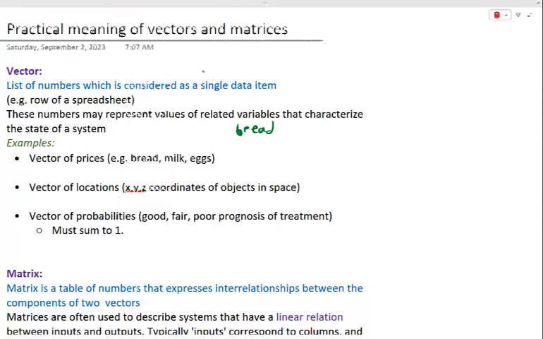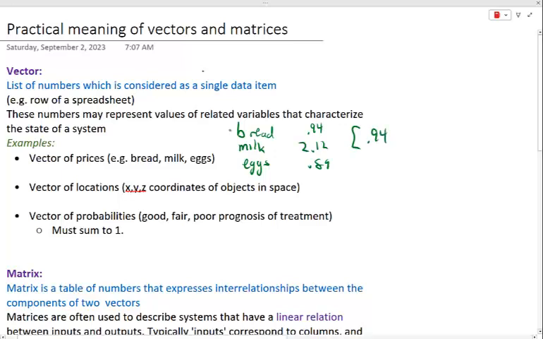Bread price is equal to, so if the bread price, let's say it's 94 cents, and if the milk price is $2.12, and then eggs price, let's say it's 89 cents, then you could have a vector 0.94, 2.12, and 0.89.